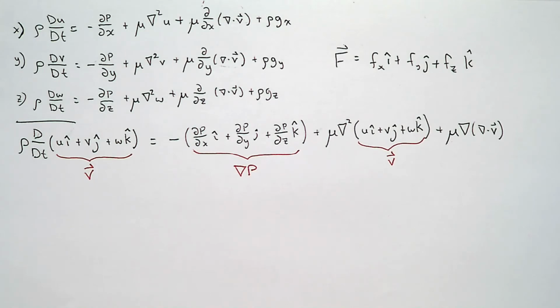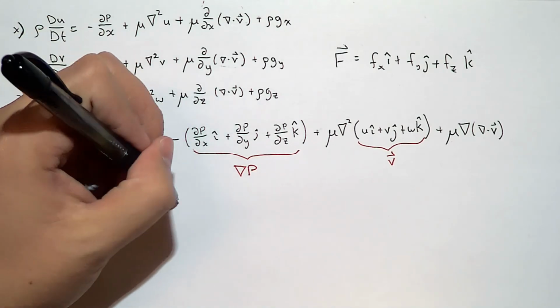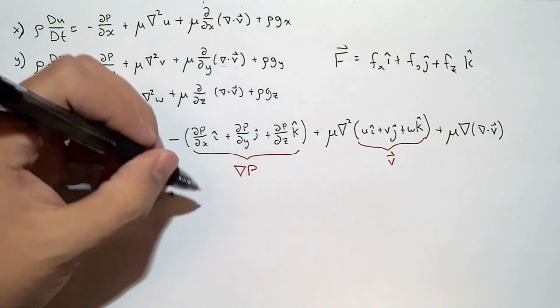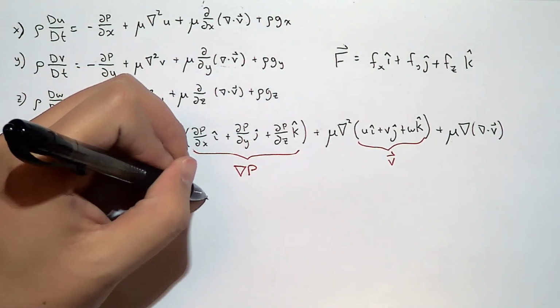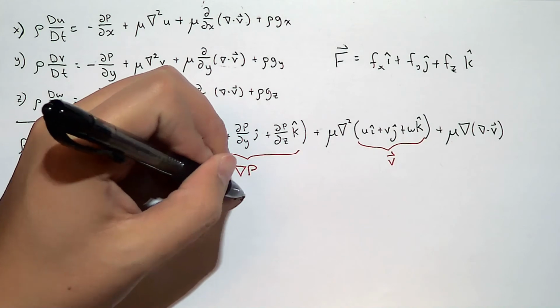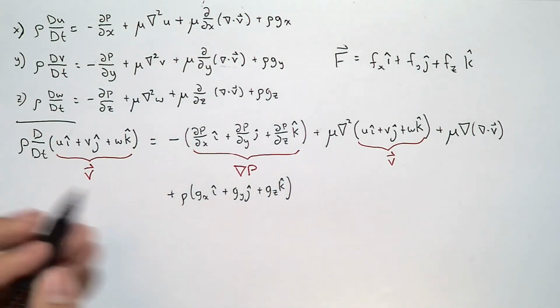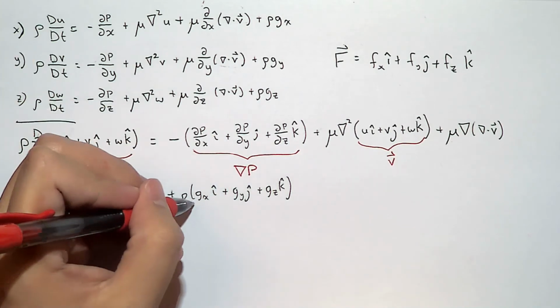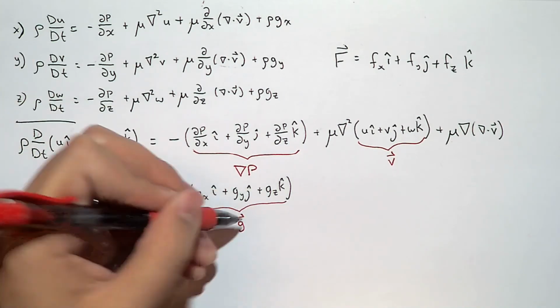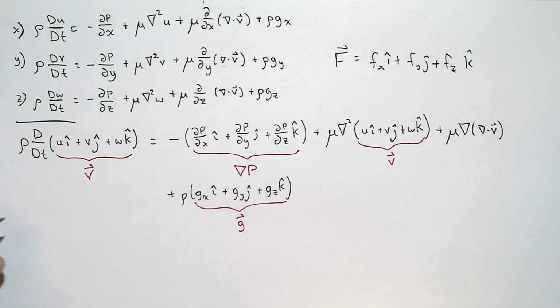And of course, let's not forget our body force, which should be relatively simple, right? We can factor out our density. Then we get g_x i plus g_y j plus g_z k. And we know that this is simply our body force acceleration vector.